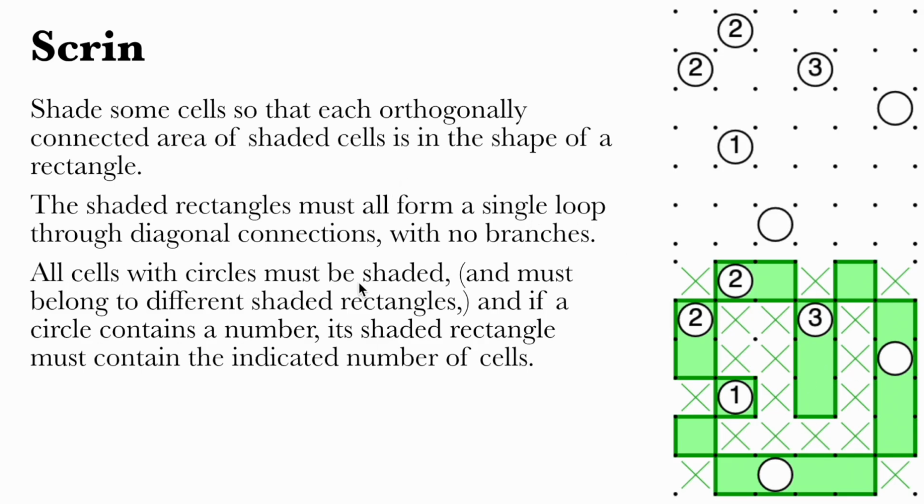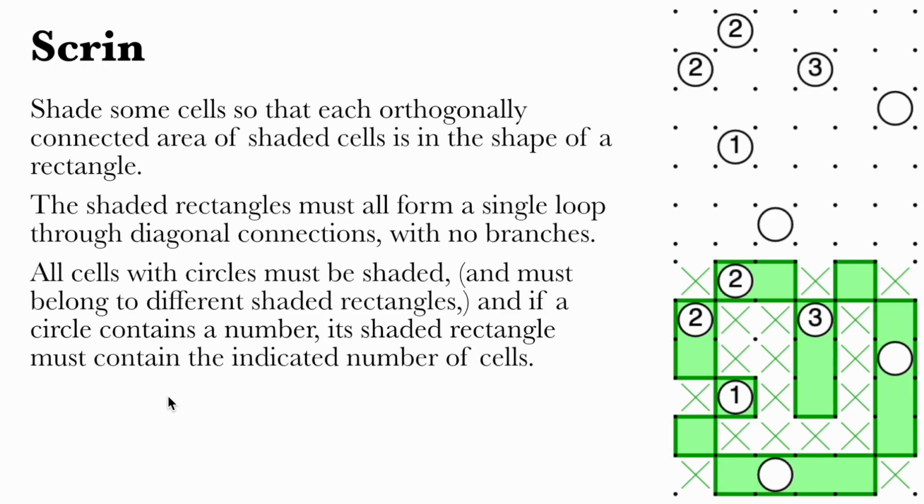And all cells with circles must be shaded and must belong to different shaded rectangles. And if a circle contains a number, its shaded rectangle must contain the indicated number of cells. So all of the given circles, first off, are part of rectangles. They're not the unshaded squares. And the ones that have numbers in them give the size of the rectangle. In this example solution, they're all 1 by n rectangles, but there's nothing in the rules that forces that to be true. But all these are pretty small.